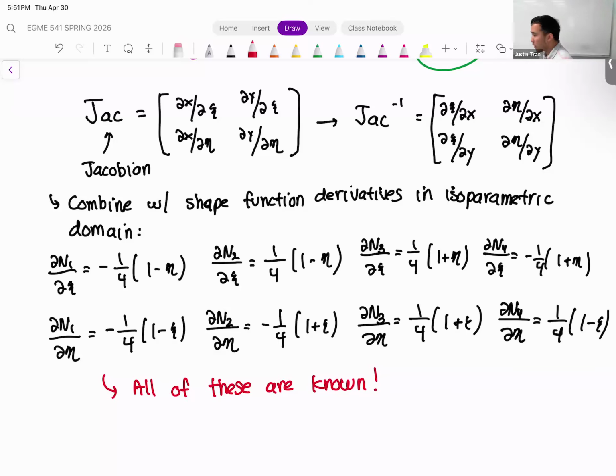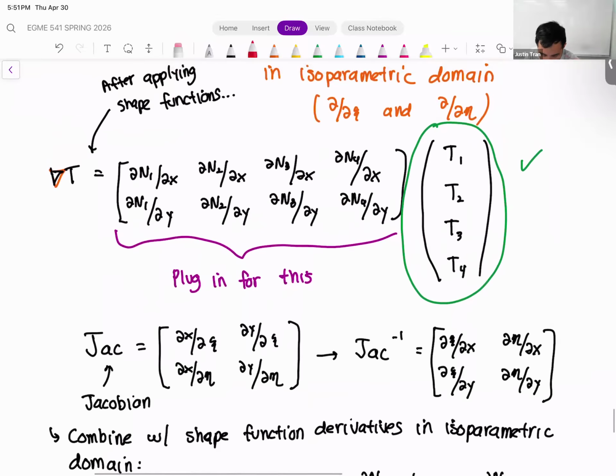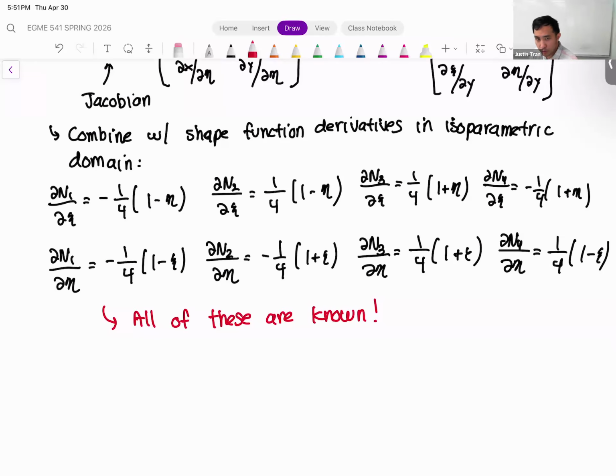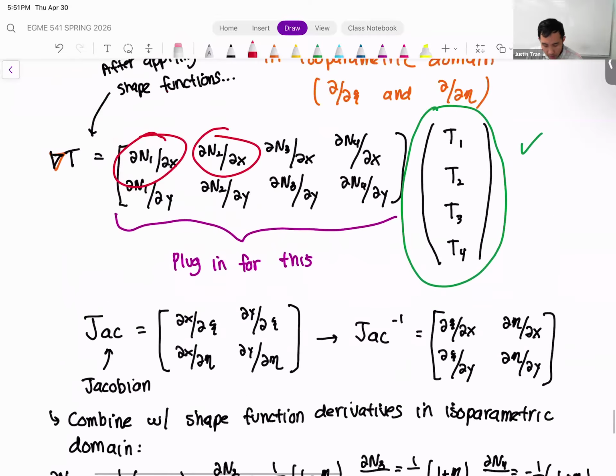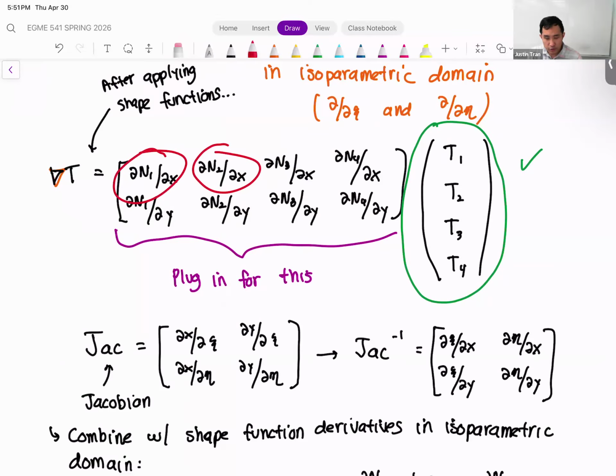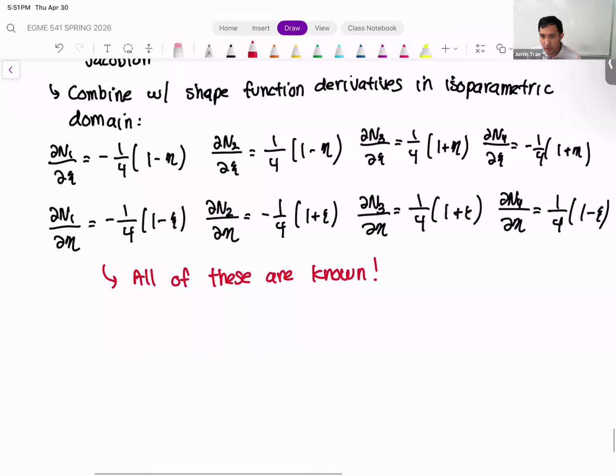So this is the huge motivating factor for why we want to go through this. If we go back to our original gradient of t, we don't know what partial n1 partial x is going to be for a generic element. But we know exactly what partial n1 partial epsilon is going to be because we know what our isoparametric element looks like. So the goal is to take these shape function derivatives in the physical domain and put them in terms of these, but we recognize that there's some kind of conversion factor that we need to do.